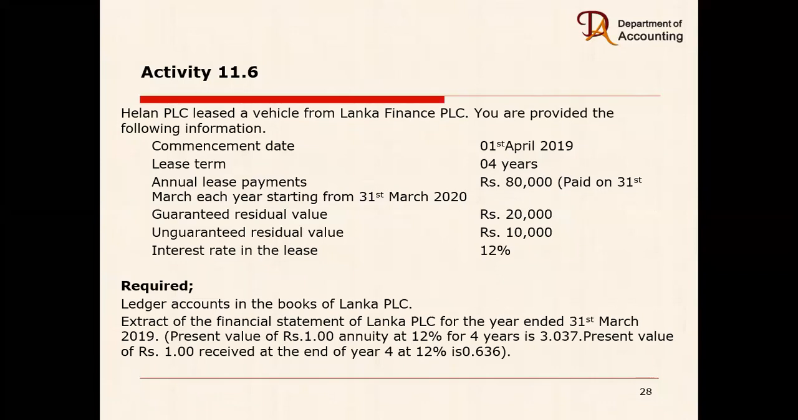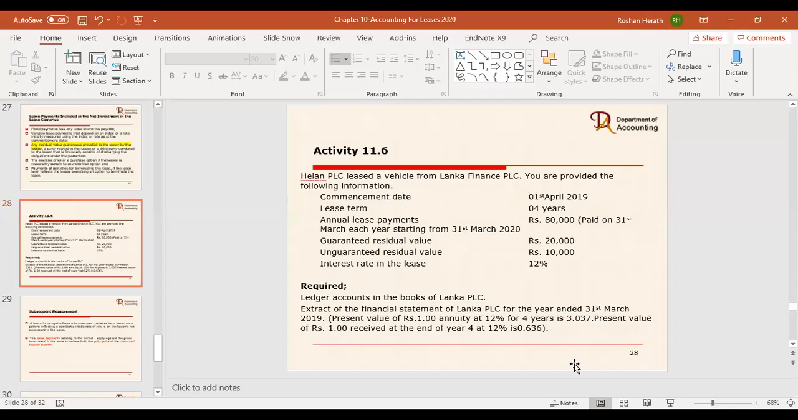And when it comes to the guaranteed residual value and the unguaranteed residual value, these are one-time receipts. Therefore those have to be treated as the present value at the end of year 4. That present value factor is given. It's 0.636, right? Okay, that's it. Now you may go and work the things out.